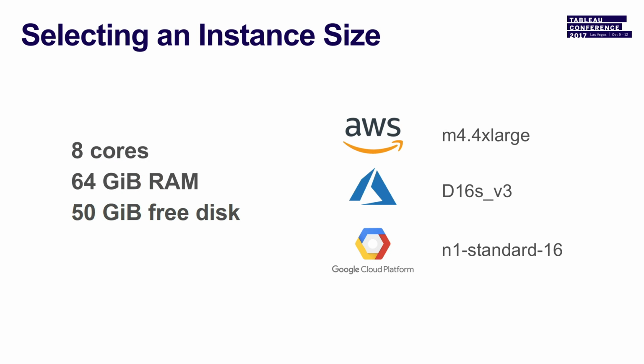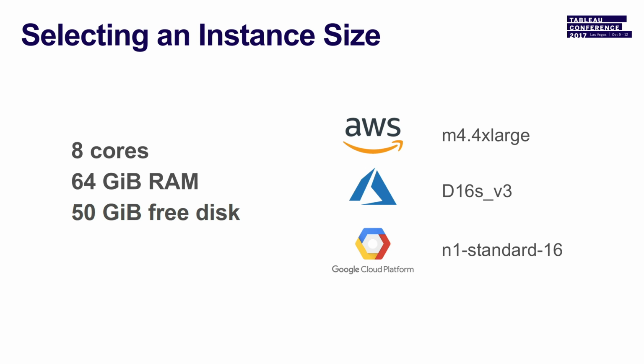Minimum installation requirements for prod: 8 cores, 32 to 64 gigabytes of RAM, which means 64 gig if you can, and at least 50 gig of free space. If you just want to deploy Tableau Server on the cloud and get started with an instance, that's a really good choice. On any of the 3 platforms listed there, that instance is a pretty good choice to start with.